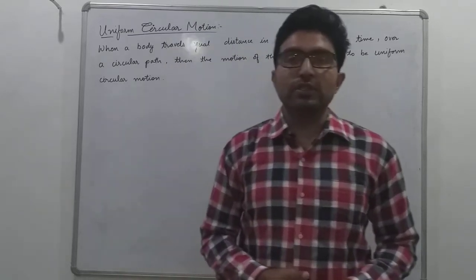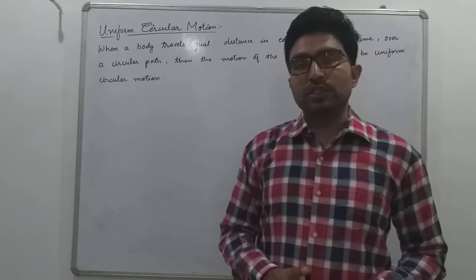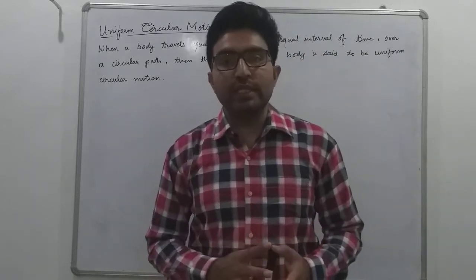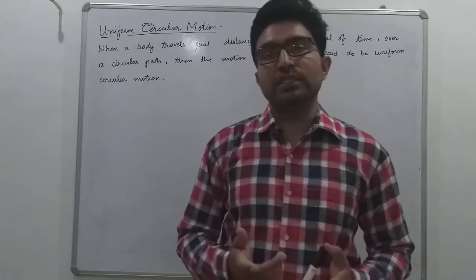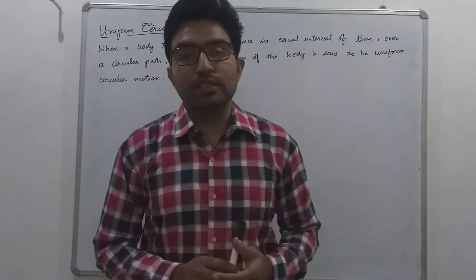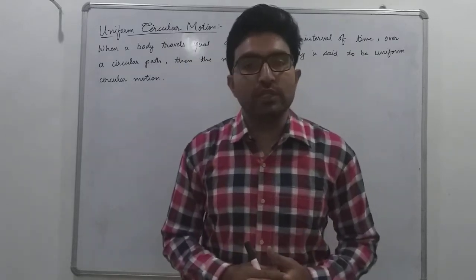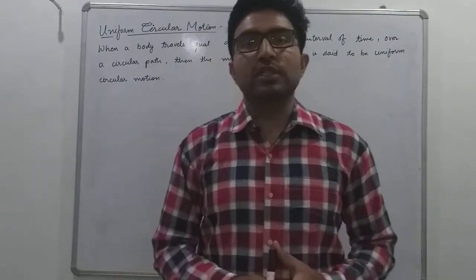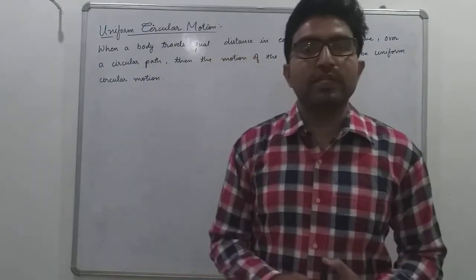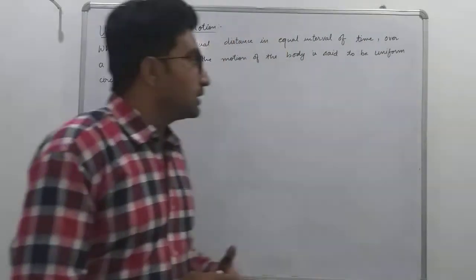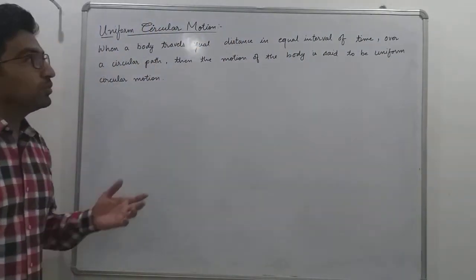Today we are going to discuss uniform circular motion, which can be defined as follows: if a body travels equal distances in equal intervals of time over a circular path, then the motion of that body is said to be uniform circular motion. In daily life we observe uniform circular motion in many respects. Let's take some examples. First, the definition.